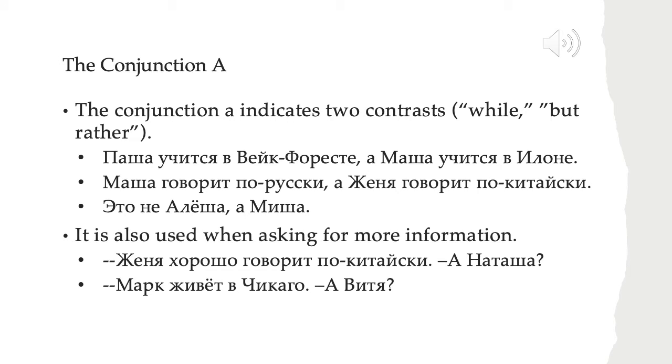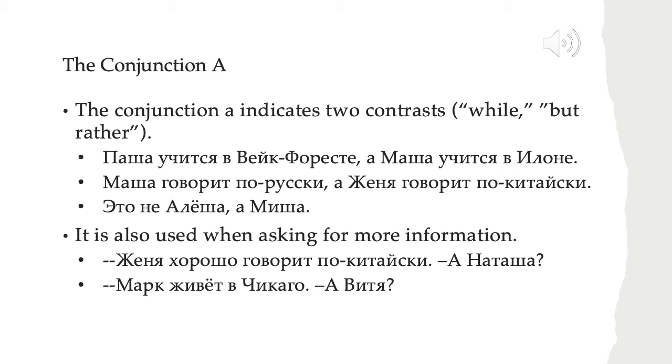And finally, we have the conjunction а, which is not a conjunction we really have in English, but is probably the most used of the three. So I guess if you have doubts, maybe use а. At least that's what I do, because it's sort of the most flexible and widely used conjunction. And the conjunction а indicates two contrasts. It's similar to while or but rather in English.